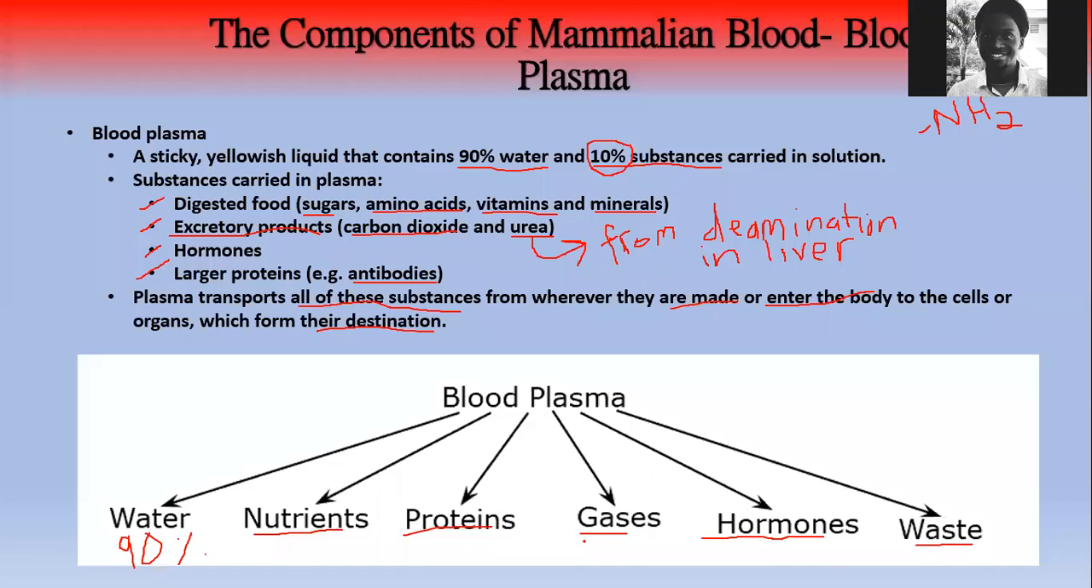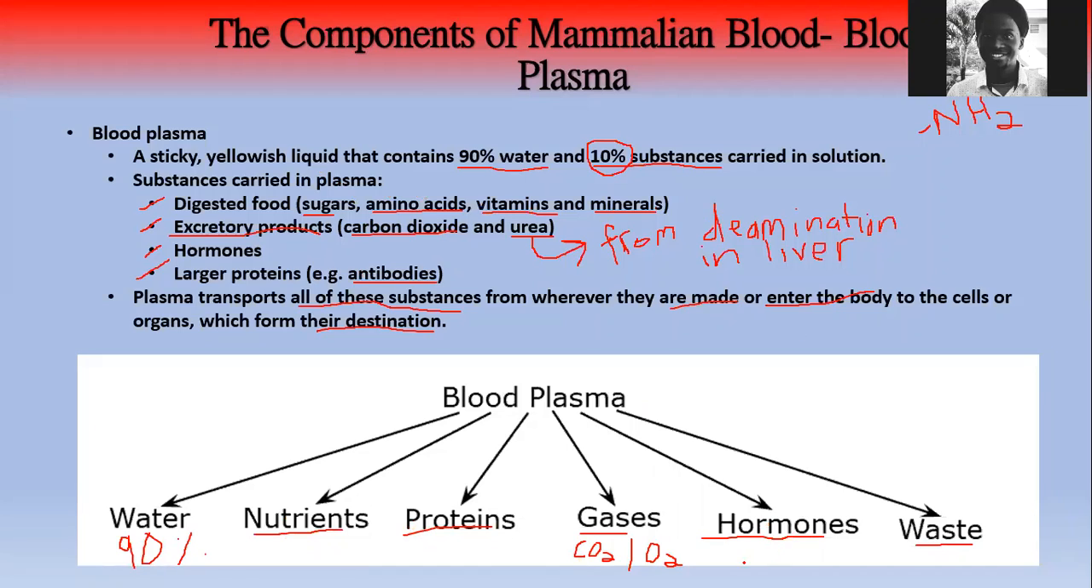The gases would be things like carbon dioxide, CO2, and oxygen. These are the only two gases transported in blood: carbon dioxide and oxygen. The proteins would be things like antibodies that fight infection. Nutrients would be digested food like sugars, amino acids, vitamins, minerals.